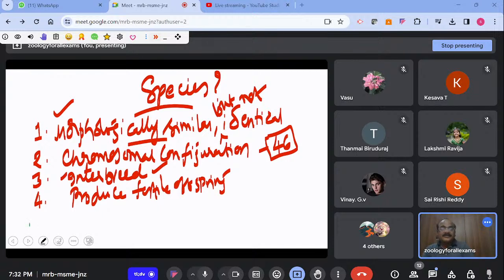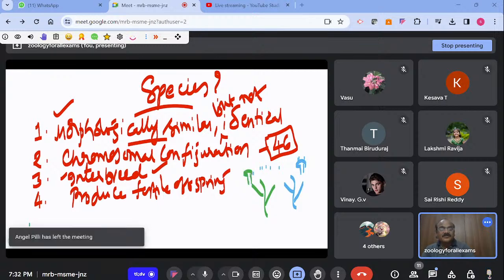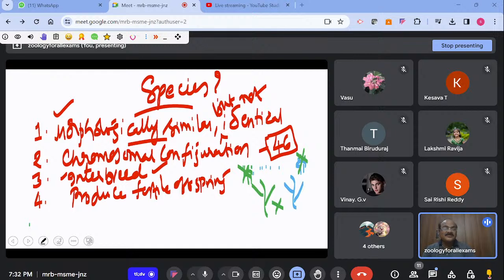In a garden, there is a rose plant, and by its side there is a jasmine plant. Let's say both exhibit wind pollination. The pollen of the jasmine plant comes and falls on the stigma of the rose plant. Still, there is no fertilization because the pollen tube does not germinate, since they belong to two different species. That means these two cannot interbreed. So interbreeding must be one of the important features of a species.